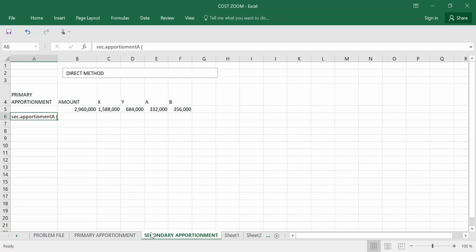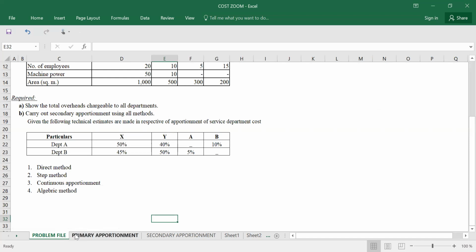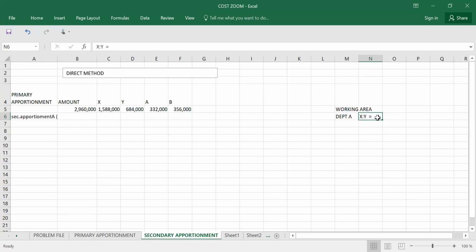Now, when we come to this area of ours, if I call this a working area, Department A is going to distribute to X and Y in the ratio of 50 to 40. So this 50% to 40%.